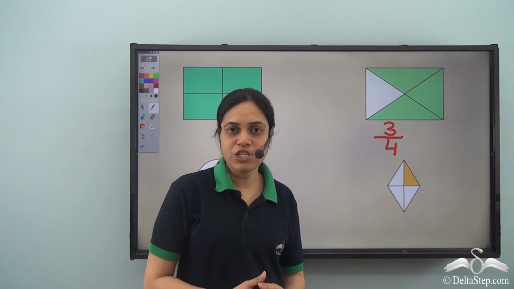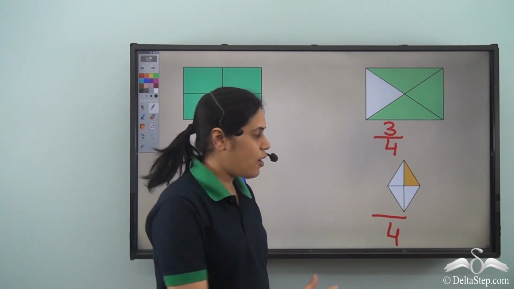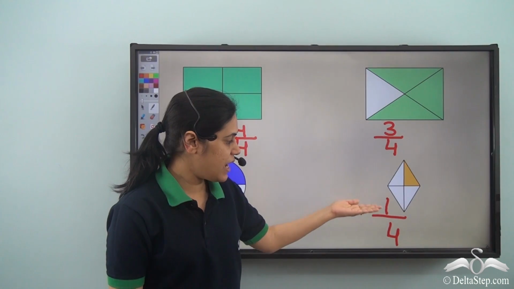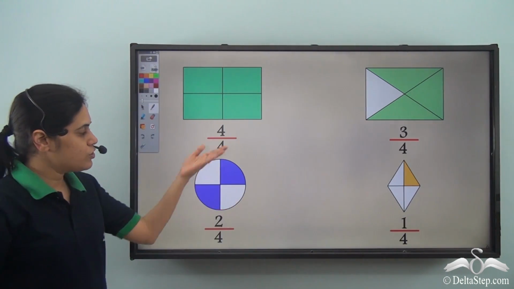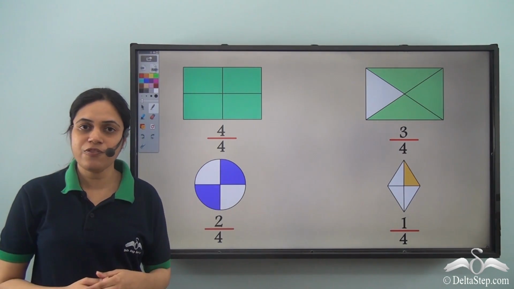What about this diamond shape? Once again, there are 4 equal parts, out of which 1 is colored. So it is represented by 1 by 4. So we have 4 by 4, 3 by 4, 2 by 4 and 1 by 4.